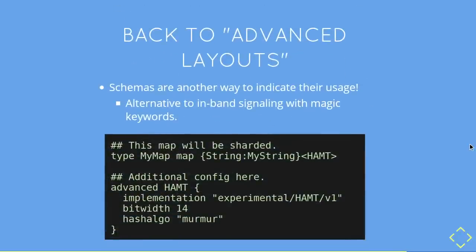On that note of advanced layouts, we said earlier they could be in-band signaled with some magic keywords. Schemas provide another alternative to this. I can define a schema with some type named like my map. It's going to be a regular old map. Then we're just going to have a generic algorithm parameter attached to the end here, and you can provide additional configuration for this. This is the string that you'll use to associate the plugin code with it. Maybe it has some other algorithm parameters. These are free text, essentially.